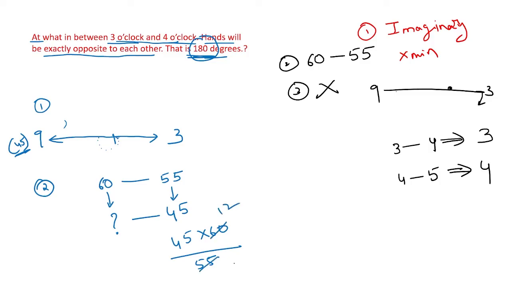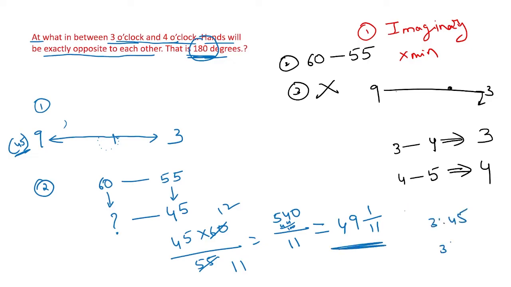12 times, this is 11 times. So 450 plus 90, 540 by 11, which is equal to, so 4 11s are 44. Okay, you are going to get 100. 9 11s are 99, 1 by 11. So actually we thought the time is 3:45, but actual time is 3:49 1 by 11. This is going to be your final answer.